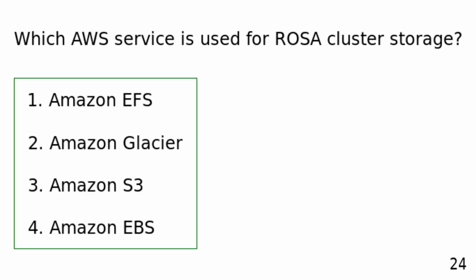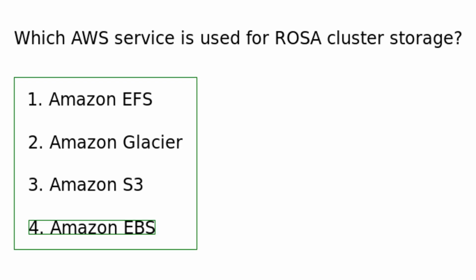Which AWS service is used for ROSA cluster storage? Amazon EFS, Amazon Glacier, Amazon S3, Amazon EBS. ROSA uses Amazon Elastic Block Store for cluster storage, providing high-performance, durable block-level storage.